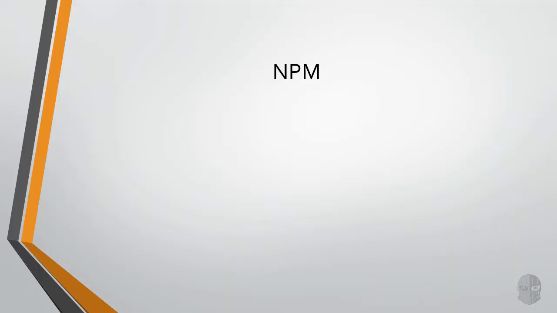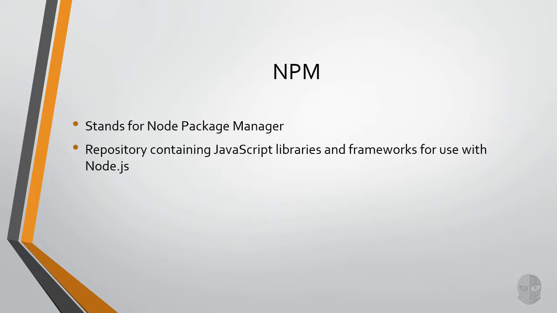Now, in order to take full advantage of Node, you'll want to use npm or the Node Package Manager to install various JavaScript libraries and frameworks for your projects. When you install Node.js, whether it be on your PC, Mac, or even your Raspberry Pi here, npm should be included, so you shouldn't have to worry about installing it separately.